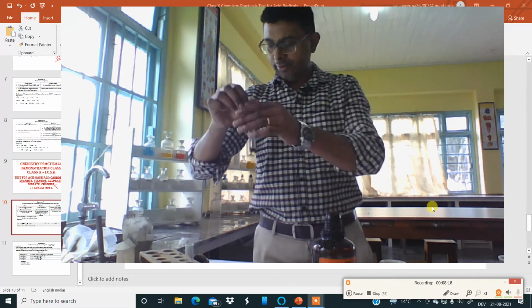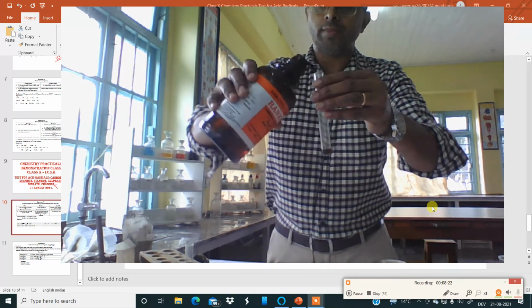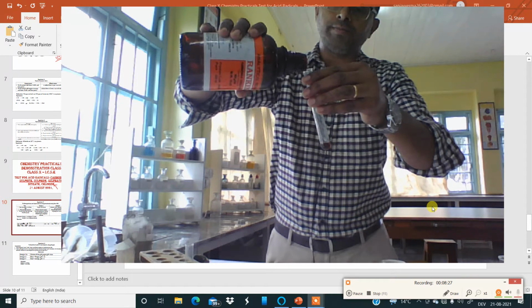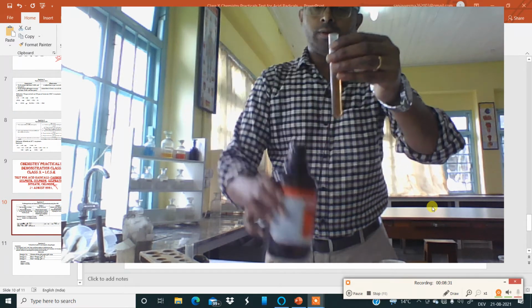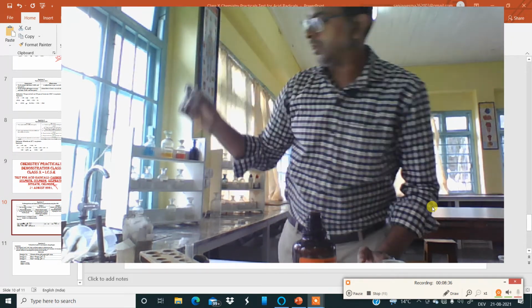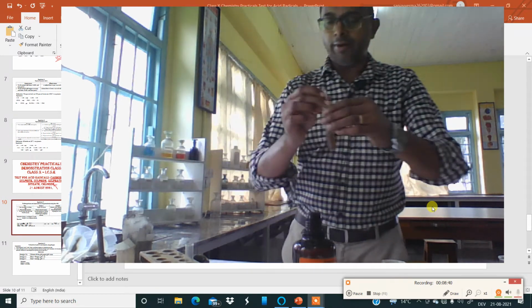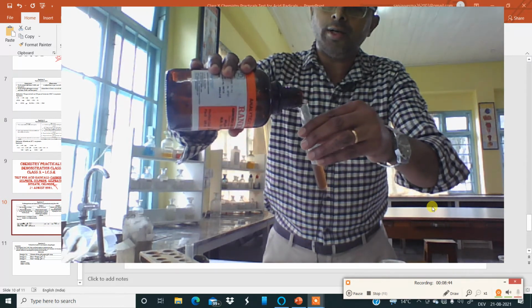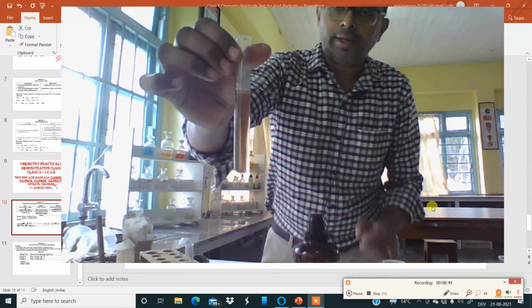Now I will take the second filtrate. To this I will add again ammonium hydroxide solution, maybe in excess. There is no precipitate. This will dissolve. Just a minute, let me reduce the volume. If I add excess of ammonium hydroxide, it will dissolve into a transparent solution.